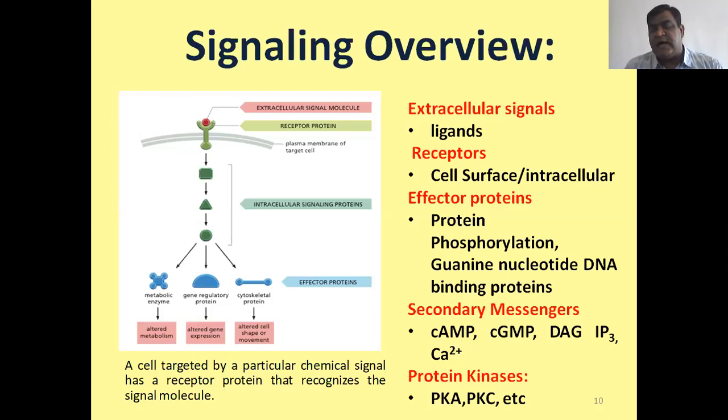These secondary messengers are generated from effectors. Examples of secondary messengers are cyclic AMP, cyclic GMP, diacylglycerol, inositol triphosphate, and calcium ions. Sometimes they do ask which of the following is a secondary messenger, and sometimes they ask the full form of IP3, for example, inositol triphosphate. All these things are normally asked, and then the secondary messenger will bring about the effect by means of various protein kinases in the cell.